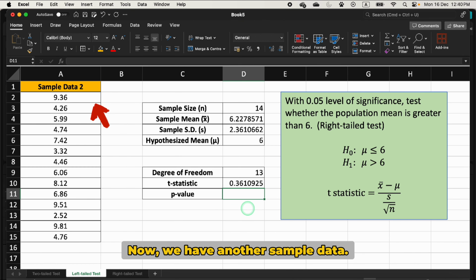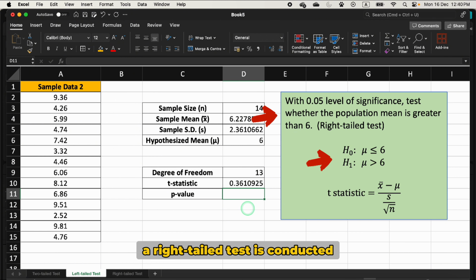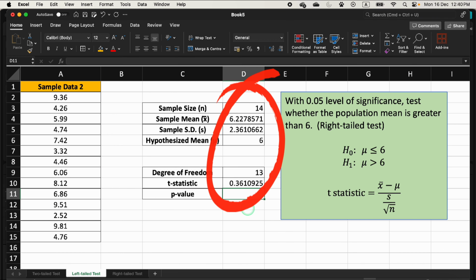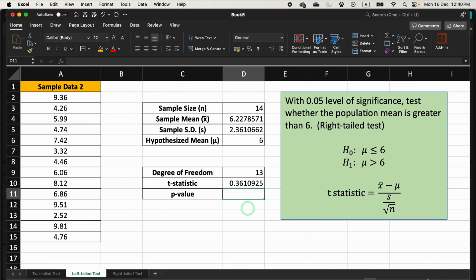Now, we have another sample data. This time, with 0.05 level of significance, a right-tailed test is conducted to test whether the population mean is greater than 6. All the information can be computed similarly, except the p-value.